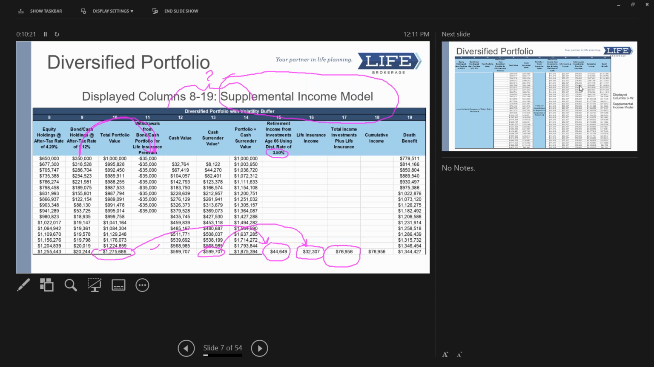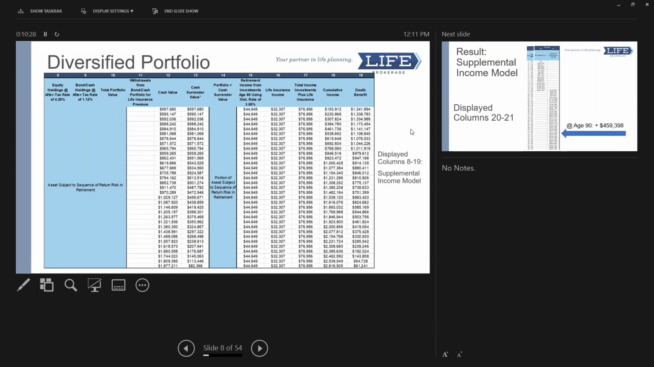So I'm going to keep going in this chart. Diversified portfolio. This is the combined approach using the supplemental income model. And I'm taking you year by year. Remember, supplemental income model, life insurance cash value distributions of $32,000, 3.5% of the portfolio asset. We literally take an X and draw through the remainder of the portfolio value because it just does not matter.